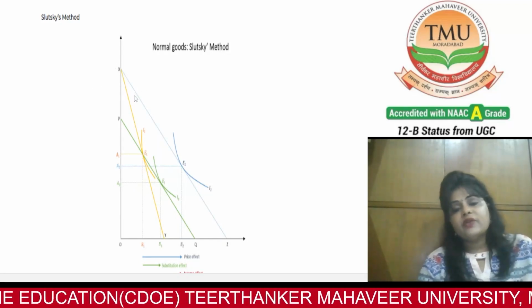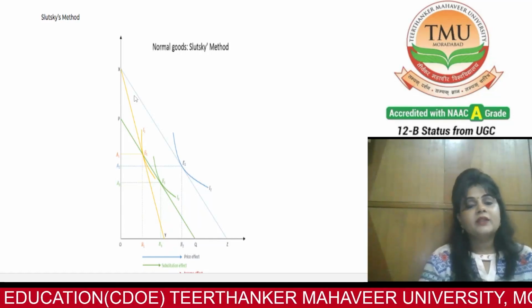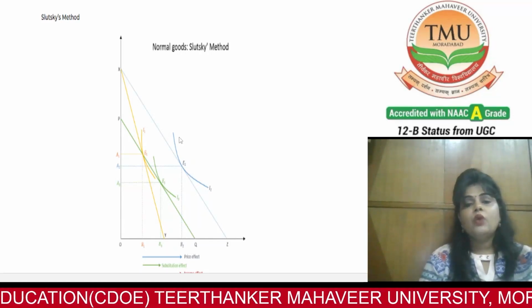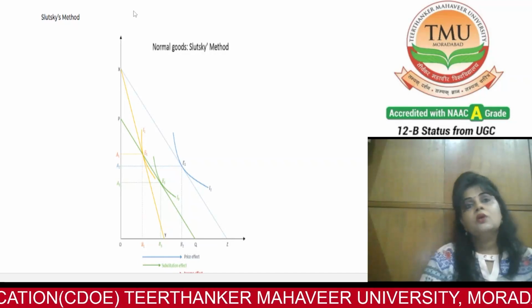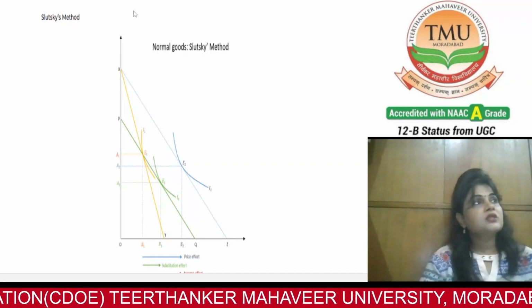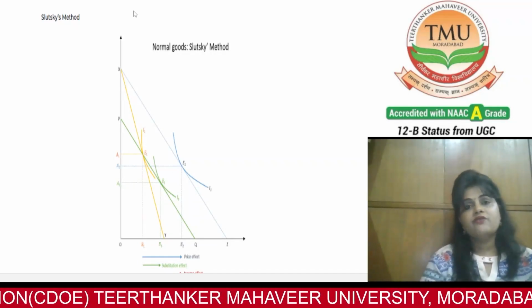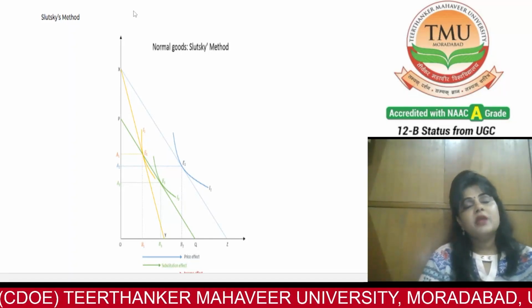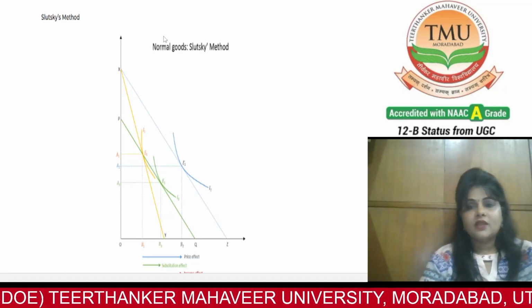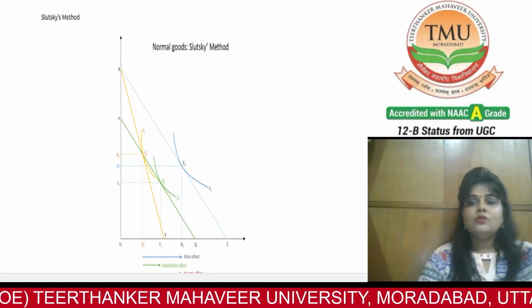Similarly, the income effect is represented by the difference between B2 and B3. Hope, students, you well understood what is the substitution effect, what is the income effect, and the Hicks method and Slutsky method. Now, thank you. Thank you very much.